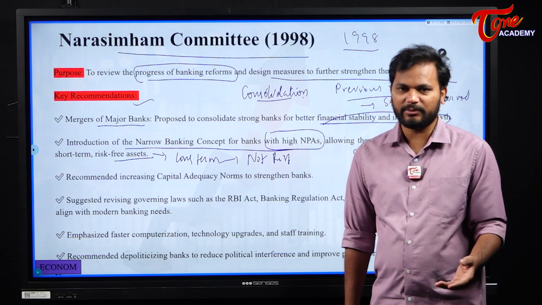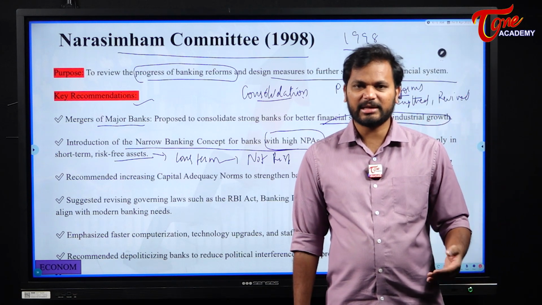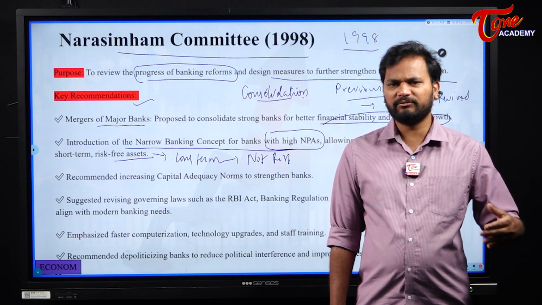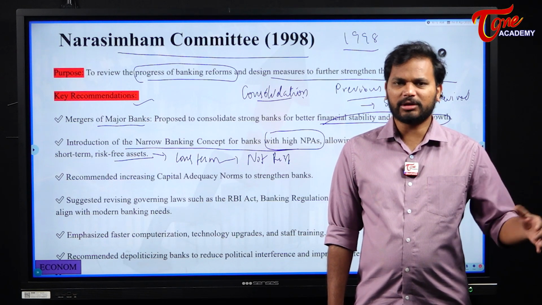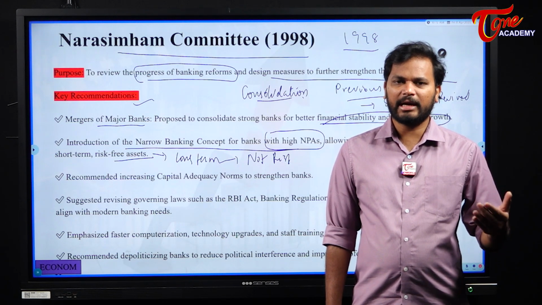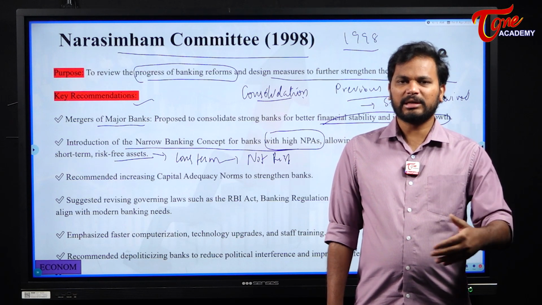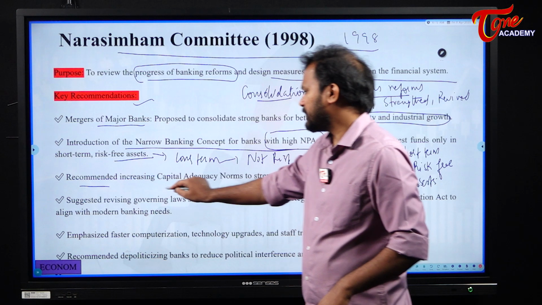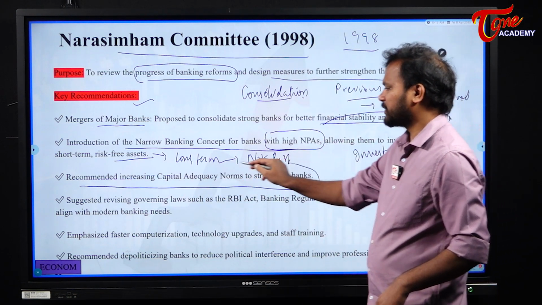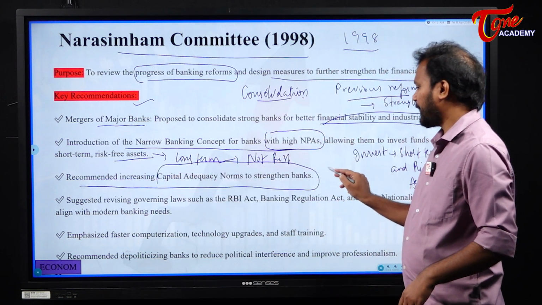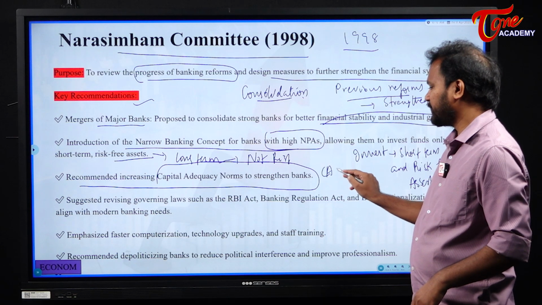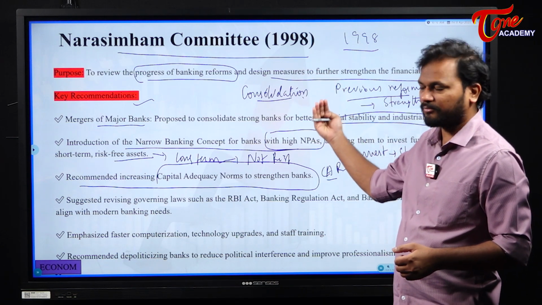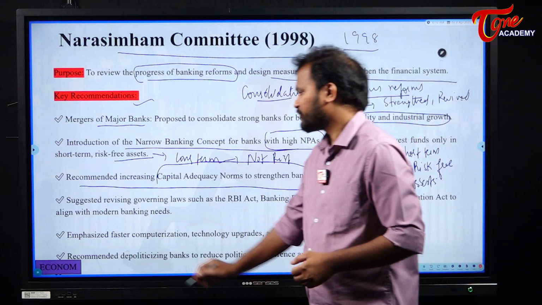That is the reason because of which in India, with respect to public sector banks, we have high NPAs. If the loan tenure is short term in nature, obviously you will have a guarantee that it can be recovered in the next 3 months, 6 months or 1 year. Clear? Next, it recommended increasing capital adequacy norms to strengthen the banks. The same capital adequacy ratio that we had in the Narasimhan I Committee has been recommended again.